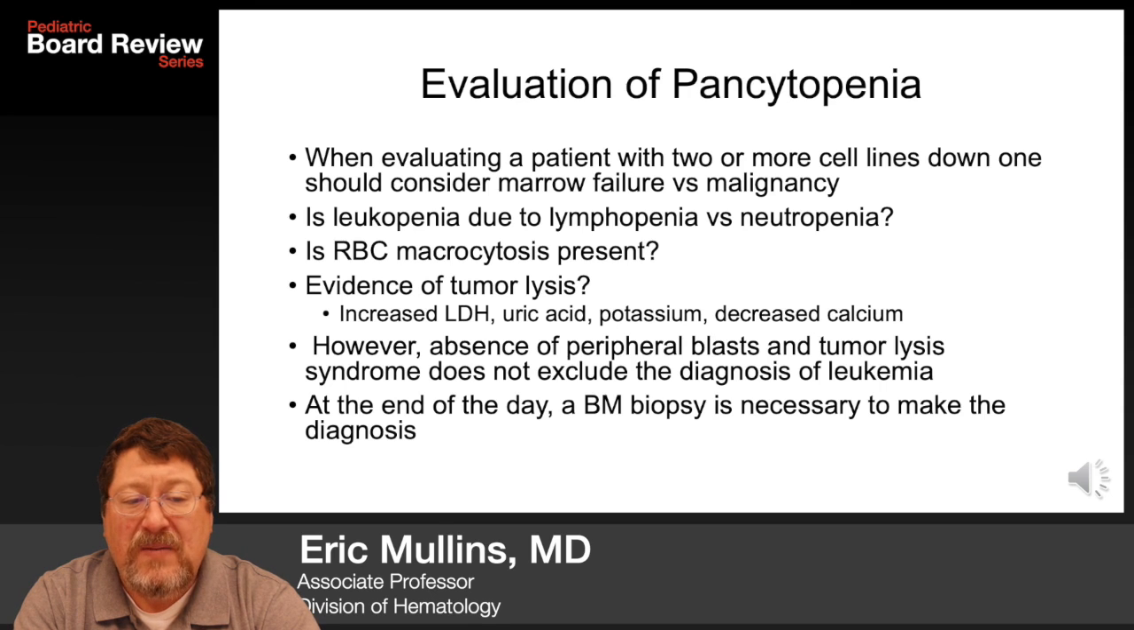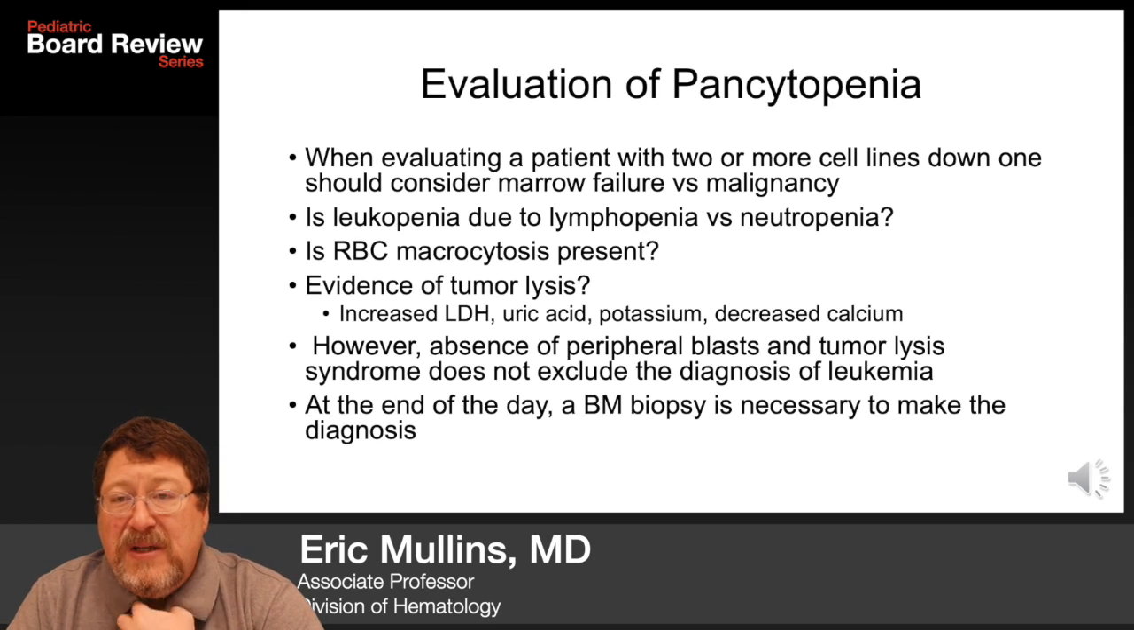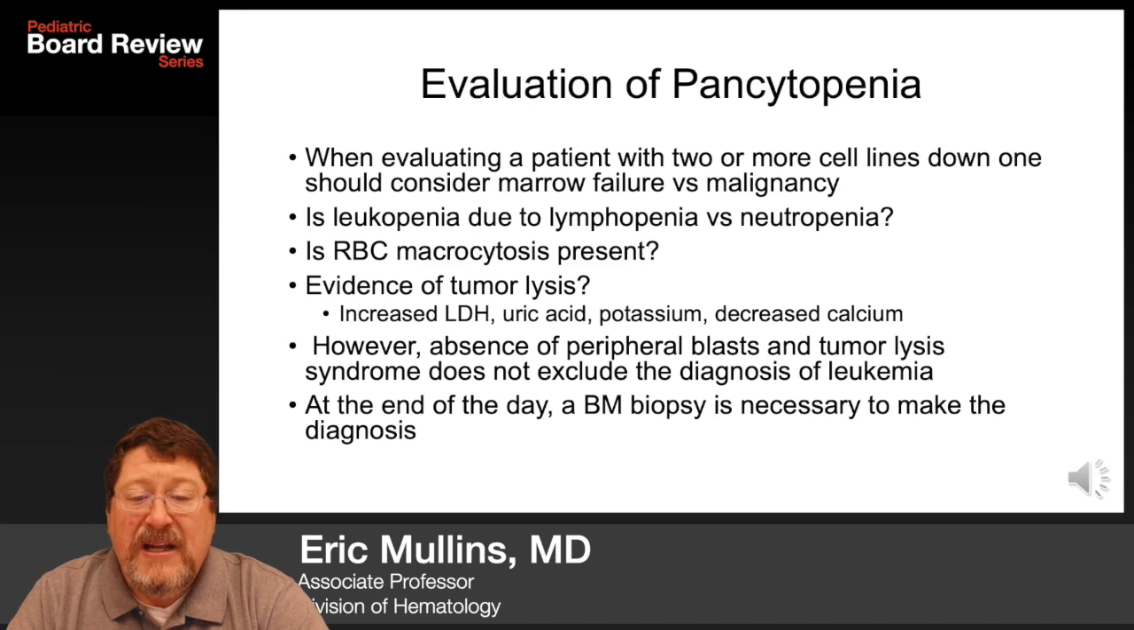Is red blood cell macrocytosis present? That may be an indicator of etiology, most notably of bone marrow failure. Is there evidence of tumor lysis? And that might be increased LDH, uric acid, potassium, or decreased calcium. And remember that absence of peripheral blasts and the absence of tumor lysis syndrome still does not exclude leukemia. So you may have leukemia with every other lab being normal. So at the end of the day, really to determine if this is a bone marrow failure versus malignancy versus another cause, then you will need to do a bone marrow aspirate and biopsy to really fully make the diagnosis.